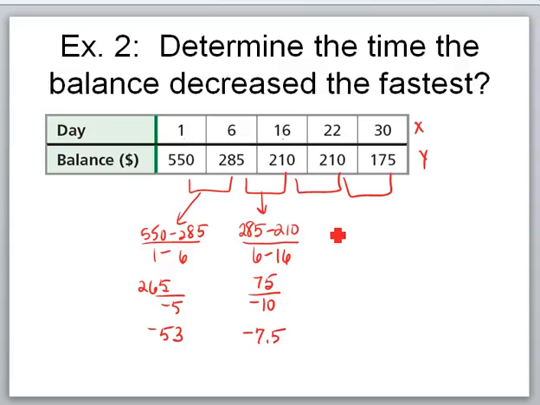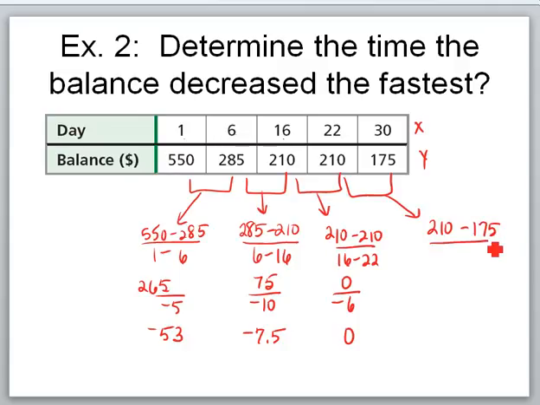On the next one, I actually have my change in my y's being 0. My change in my x's does give me a value, but since it's 0 over negative 6, I still end up with a rate of change of 0. On the last part from day 22 to 30, I have my change in y's being 210 minus 175 over 22 minus 30. This ends up giving me 35 over negative 8.